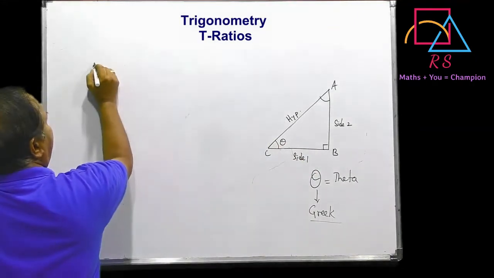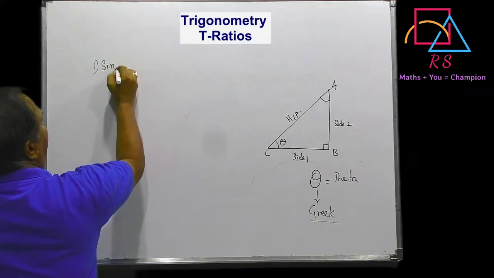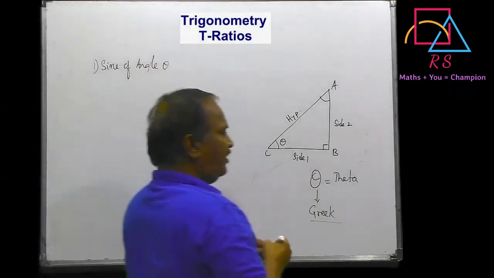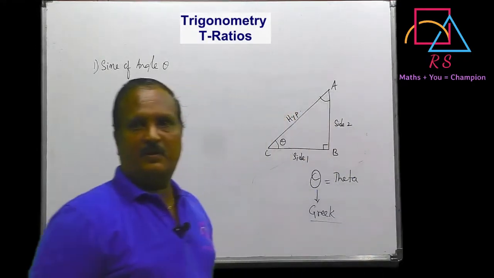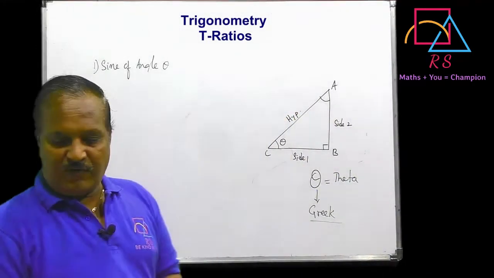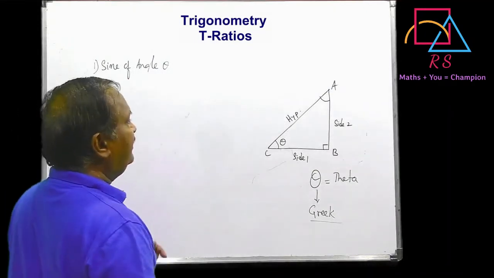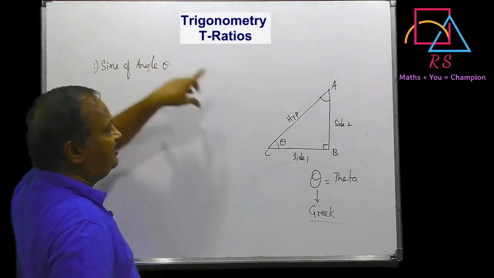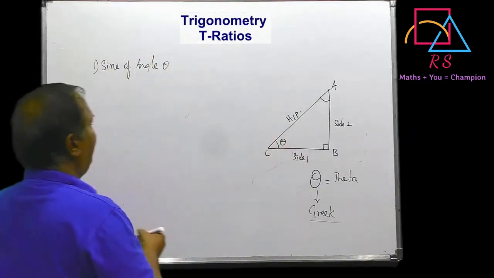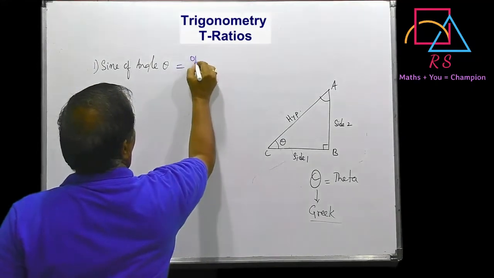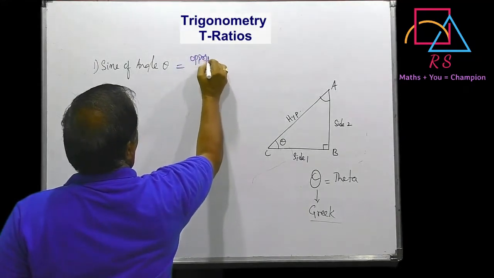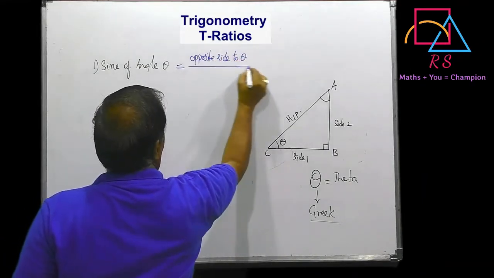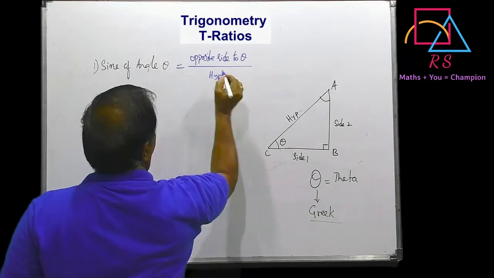So now the first ratio is sine of angle theta. So what is sine of angle theta? Sine of angle theta is one definition, that is with respect to theta. I will write here, which is equal to the opposite side to theta divided by hypotenuse.